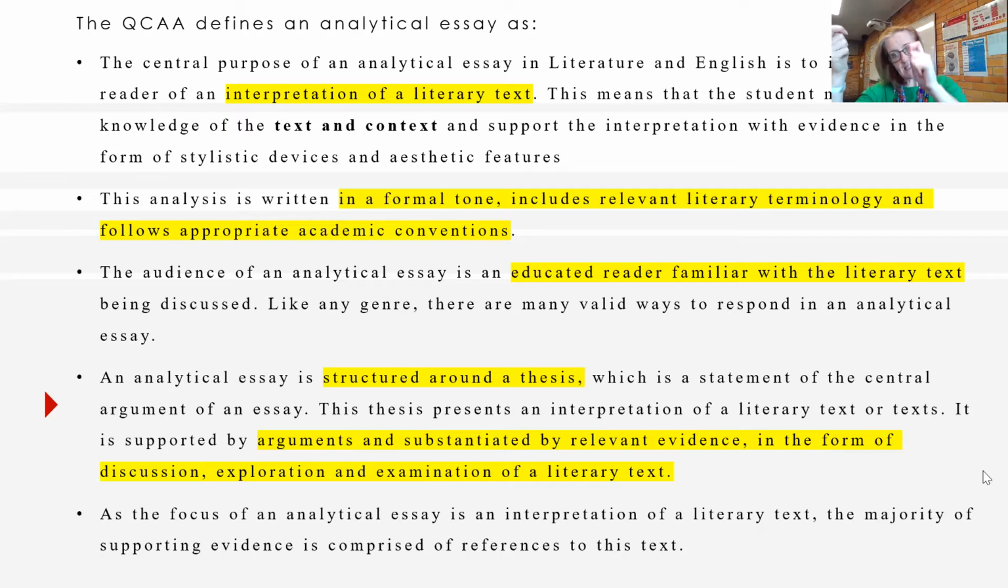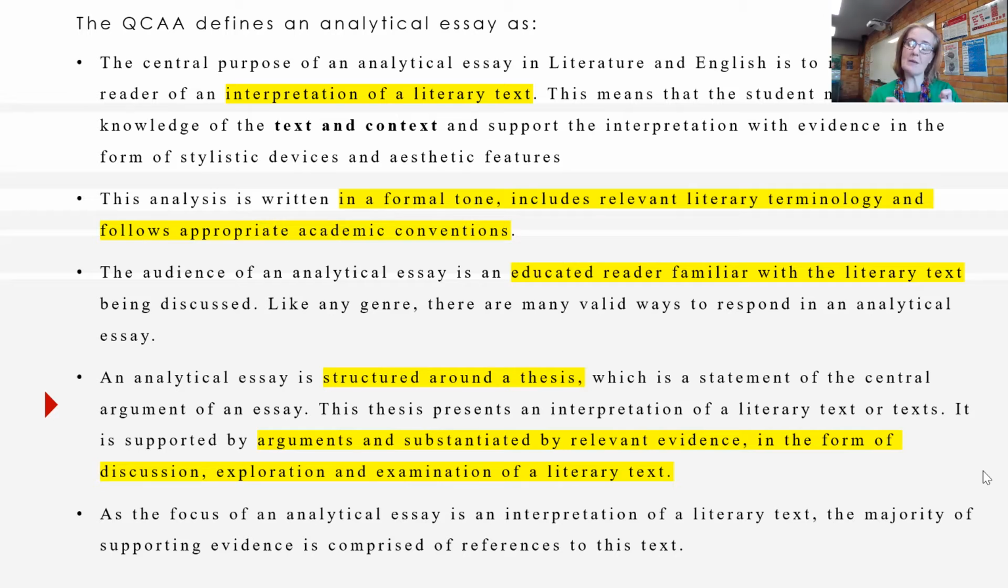We are plaiting together the context, or the values from outside the text, with the way that the characterization or the action within the text represents those values. Okay, so text and context. And that would be great if that's all we had to do.